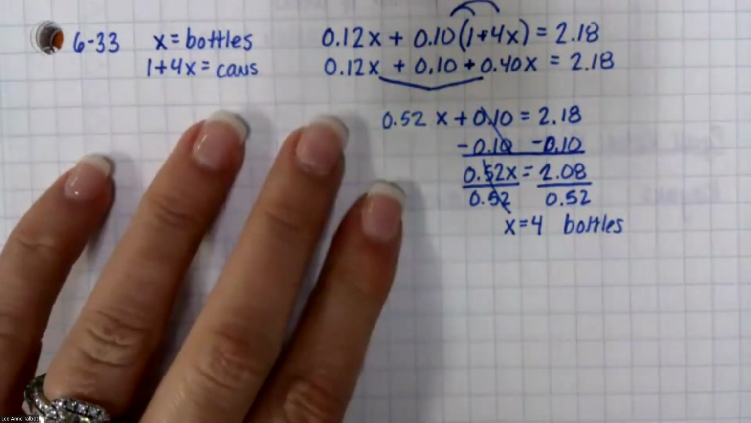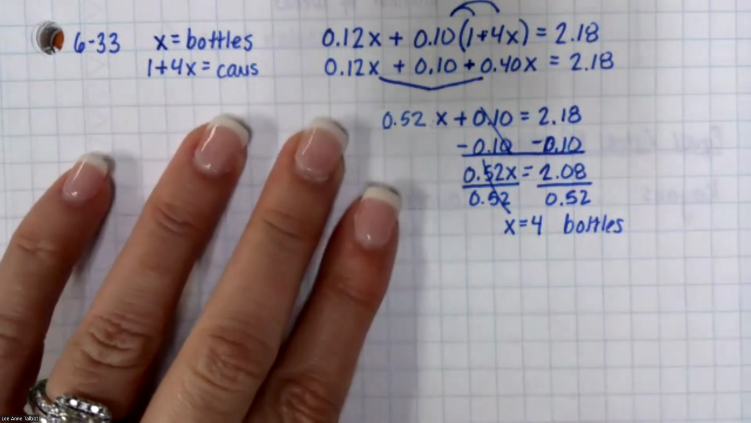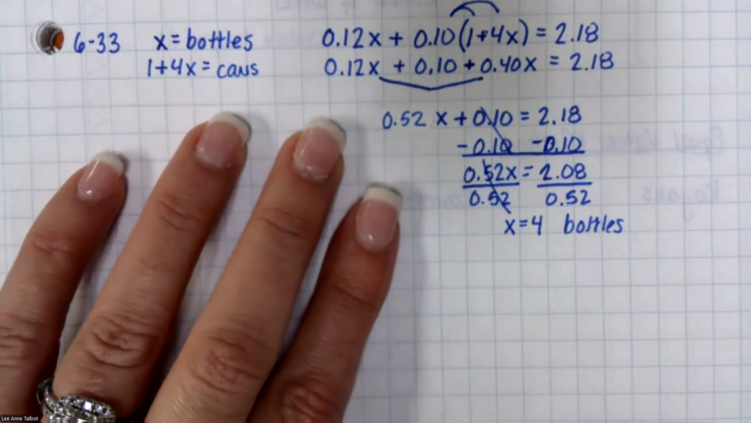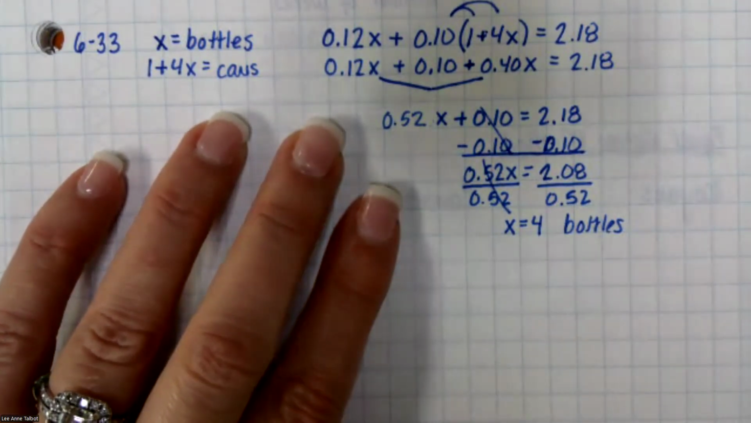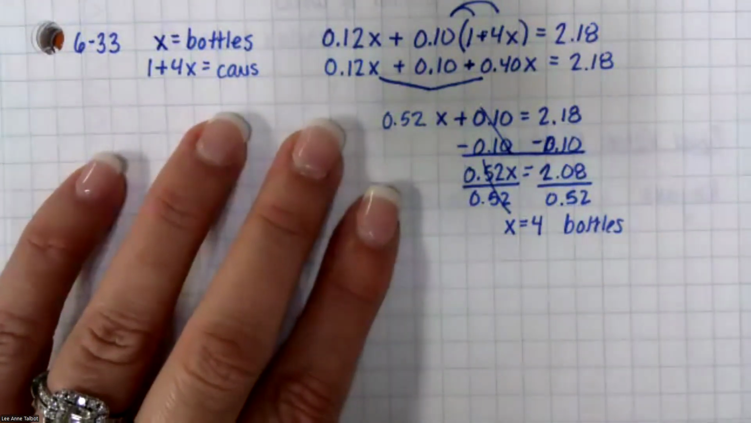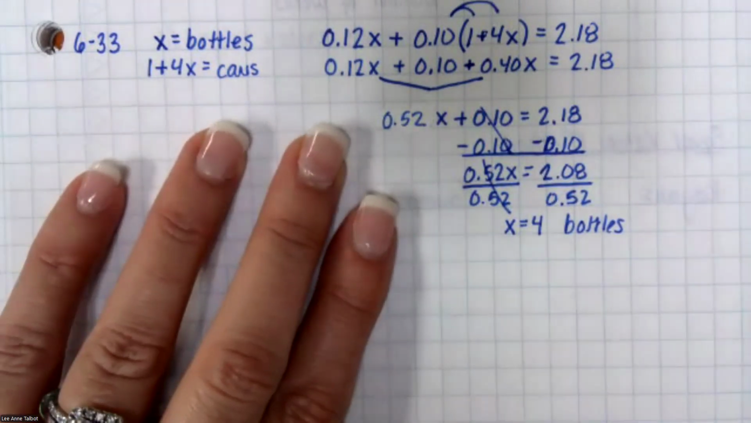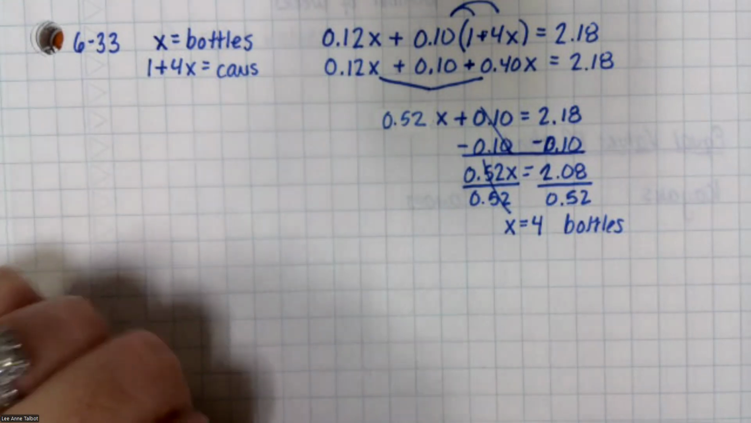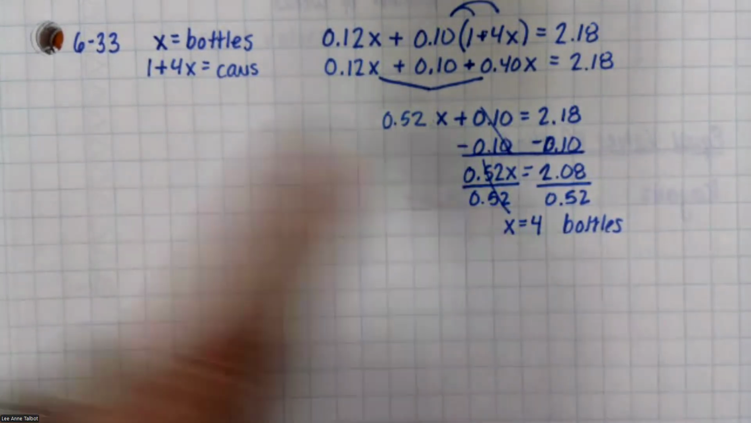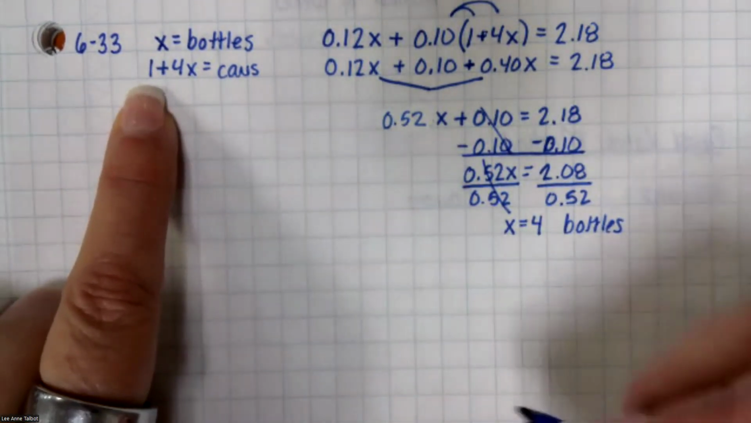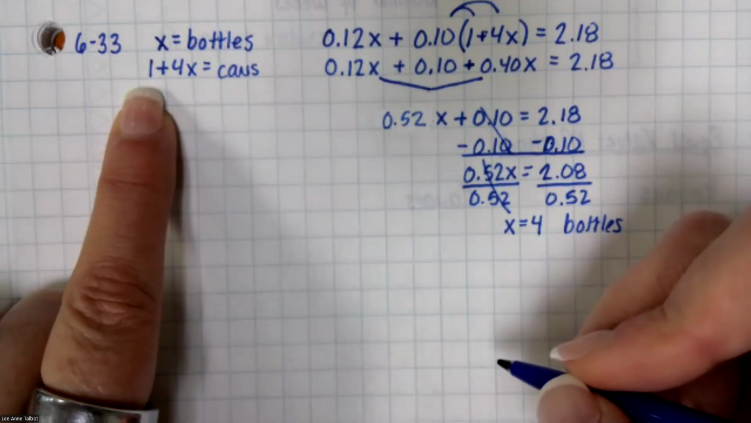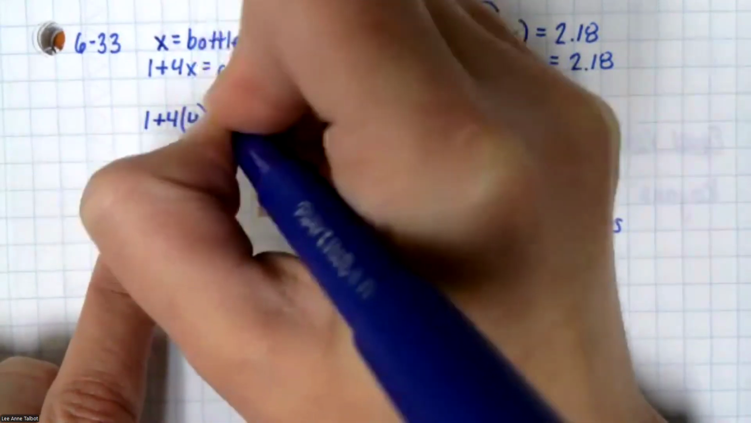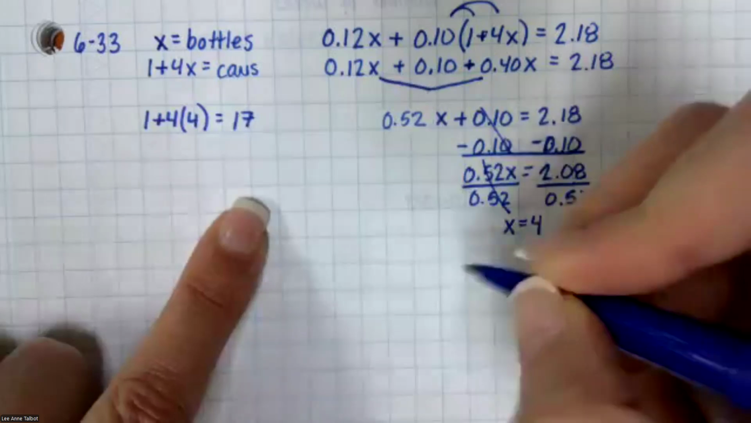Okay, now these kind of problems, this is a really good point that Landon just helped me make. If you're doing a word problem like this and it's asking you for the number of bottles and cans and you get a decimal, that's probably not right, because you can't have a third of a bottle. Okay, but if I have 4 bottles, how many cans do I have? 17, yep.